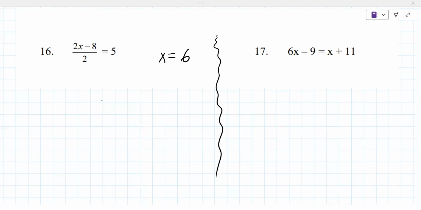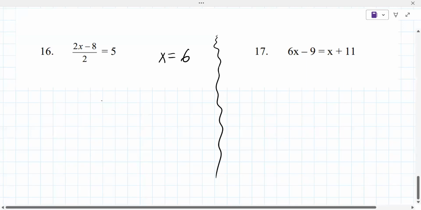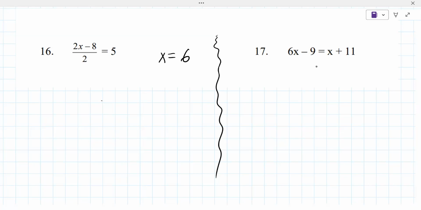All right, I'm back here. Did you get the answer to the second one? Yeah, I got x equals 4. Say that one more time. I got x equals 4. 4, like that. Yeah.